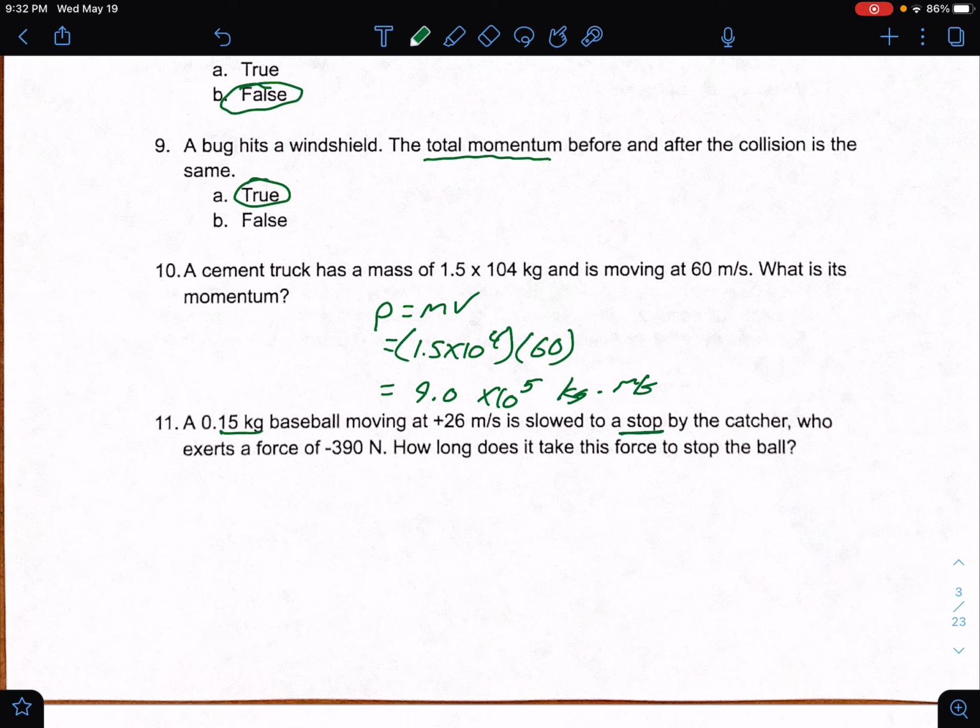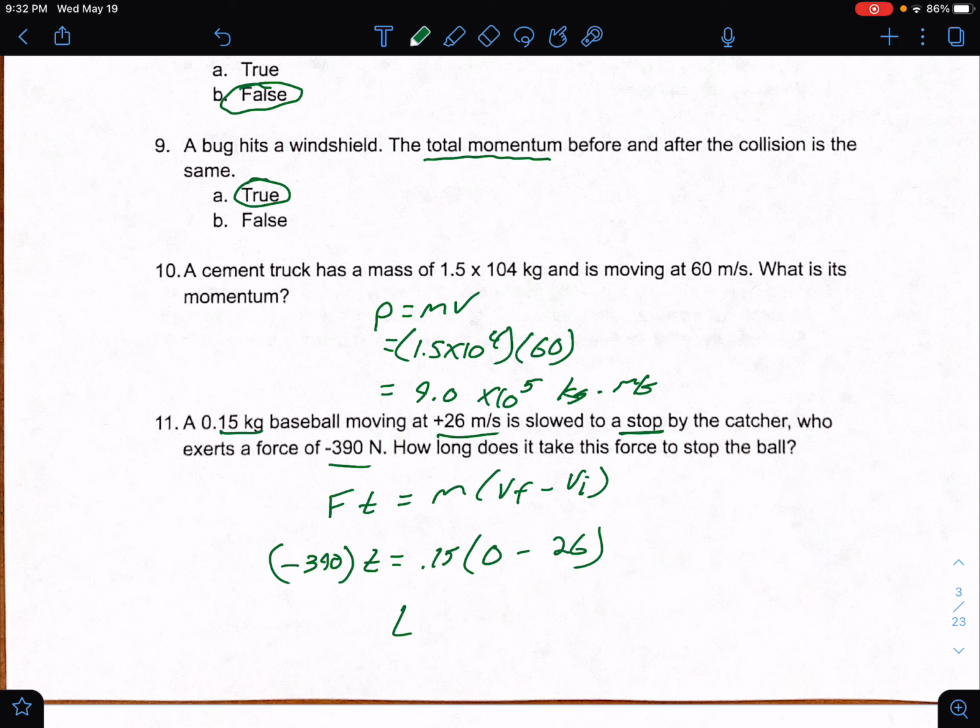Okay, I'm dealing with mass, 2 velocities, a force, and I'm looking for time. So this should be the Ft equals m(vf minus vi). Okay, I've got a lot going on, so this is why I need this long equation. So my force is negative 390, so I'm going to plug that in. t is what it's looking for, so I'm going to leave it as t. Mass is 0.15. My vf is going to be 0 since I came to a stop, and my initial velocity is going to be 26. Okay, so if you did your math out correctly, this should have been t equals 0.01 seconds.